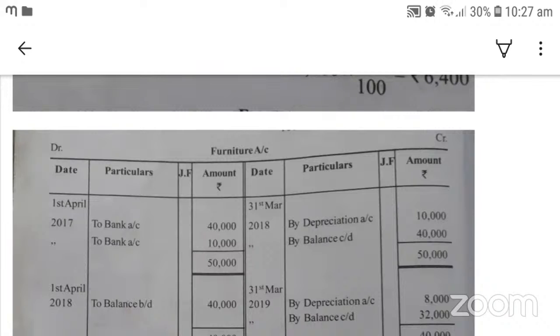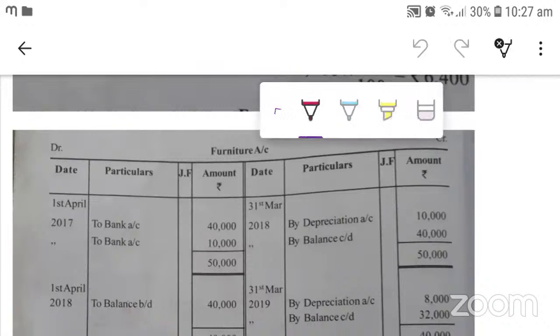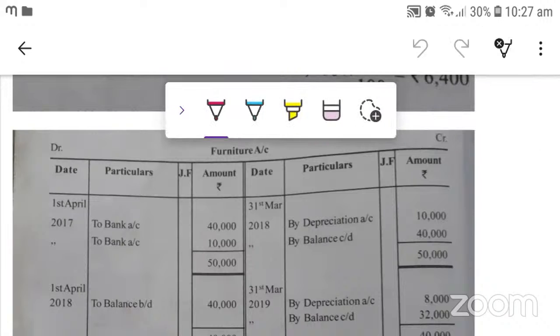1st April 2017, to bank account 40,000. The cost of the asset is 40,000 plus 10,000, where 10,000 is the installation charges. Furniture account debit to bank.